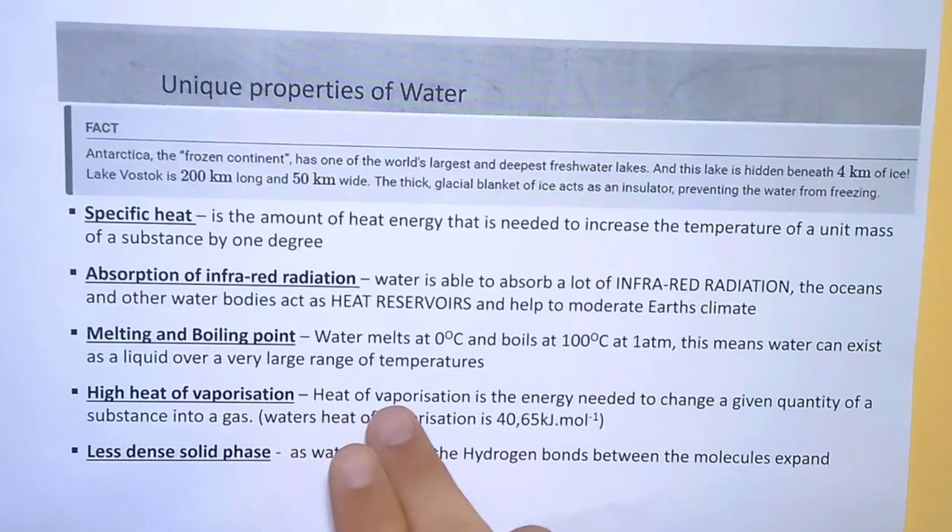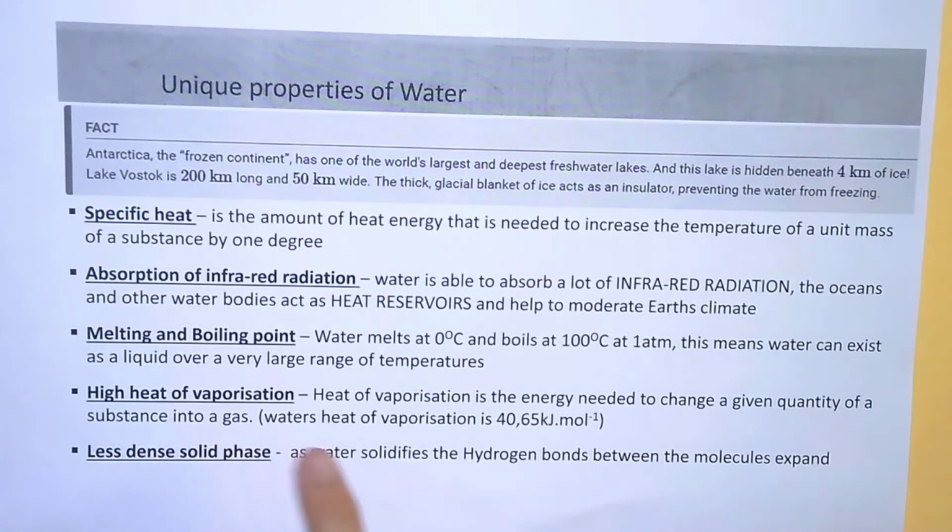Then boiling and melting point. Water has a very low melting point and a very high boiling point at 1 atmosphere. 1 atmosphere just means the atmospheric pressure that we are feeling right now. This means that water exists as a liquid over a very large range of temperatures, which is one of the unique things about water, because Earth isn't the only place we find water, but Earth is the only place that we know of that has liquid water, which is an essential building block for life.